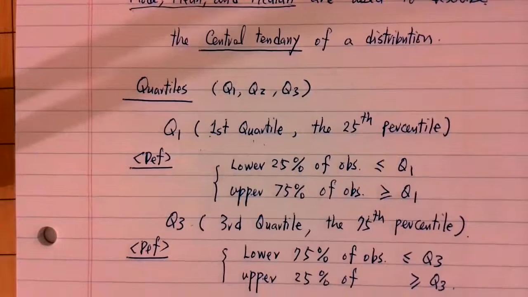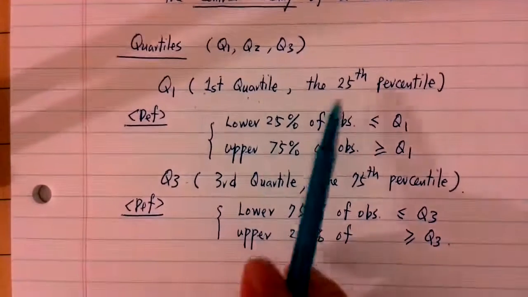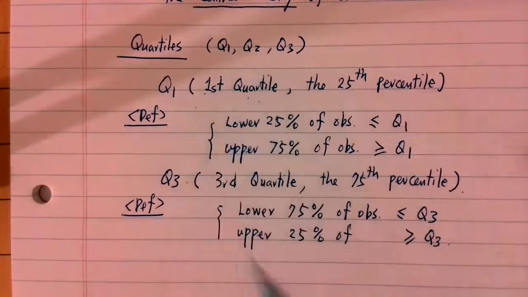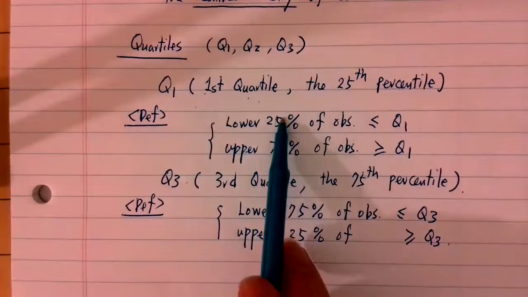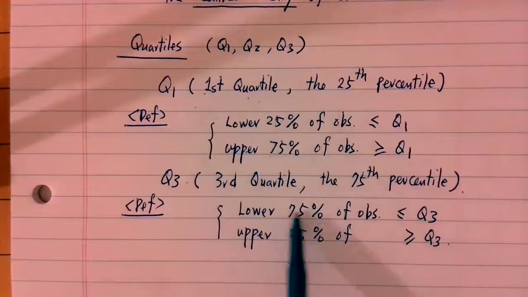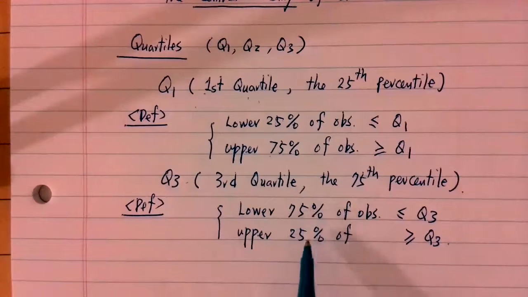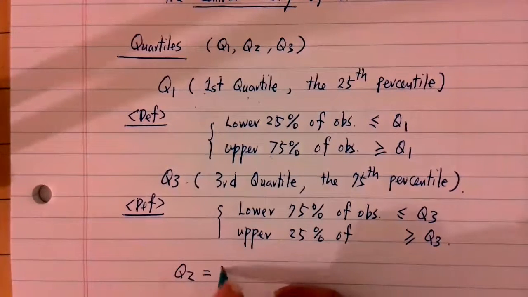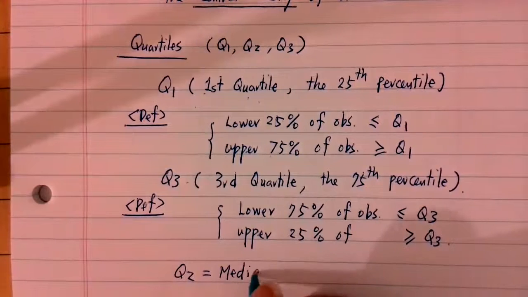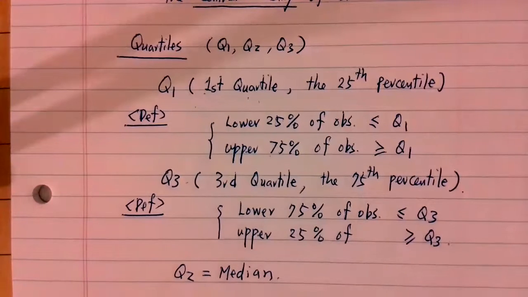People may ask, Scott, you forget to mention about Q2, right? Where is Q2? What is Q2? Well, if you move 25% of observation from here to here, become 50-50. If you move 25% of observation from here to here, this is also 50-50. And that's simply the definition of what? Of median. So Q2 is median. The second quartile is median.